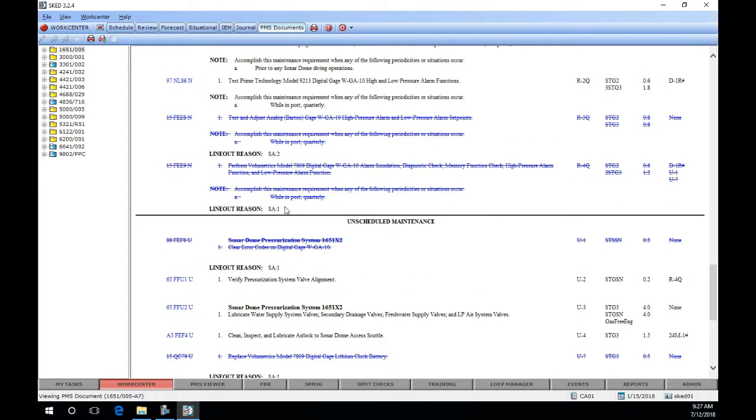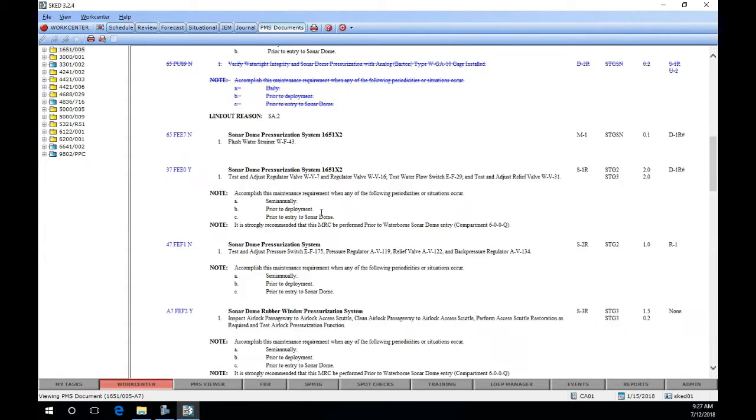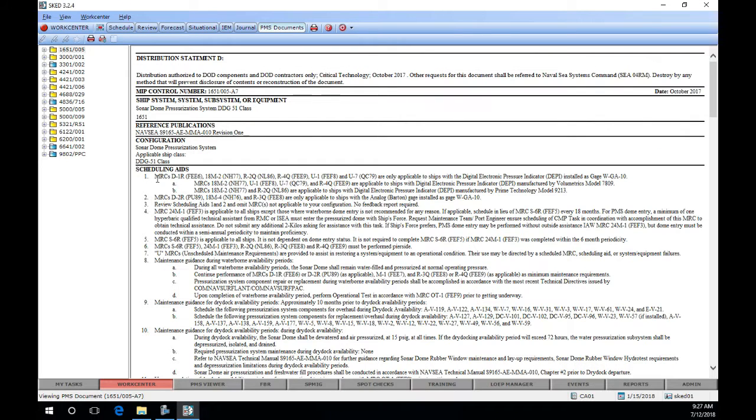The next scheduling aid used on this MIP is SA1 for MRC R4Q. For this example, it should be noted that this work center's digital electronic pressure indicator, DEPI, is manufactured by Prime Technology Model 9213. Upon reviewing scheduling aid number 1, it states, MRCs D1R, 18M2, R2Q, U1, and U7 are only applicable to ships with the digital electronic pressure indicator installed as gauge WGA10.